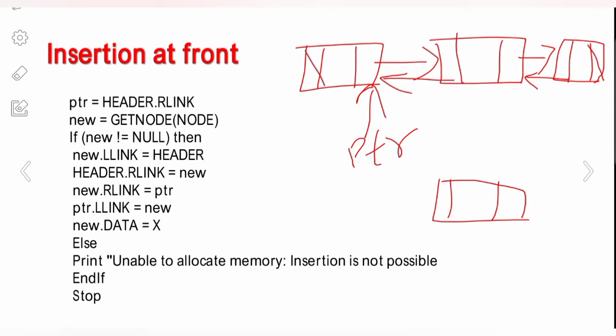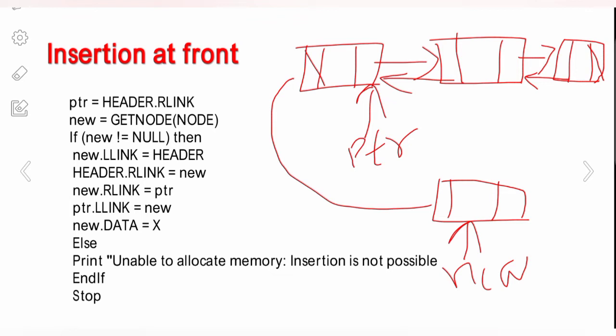If new is not equal to null, that is, if the newly generated node is not null, then new dot l link equals header. That means we are going to insert this node at the front of the given linked list. Here new is not equal to null, so I am going to link the left side of the new node to the header. Then new dot r link equals pointer.